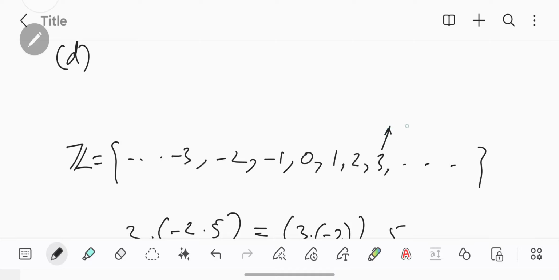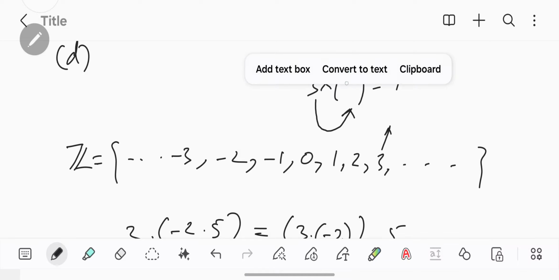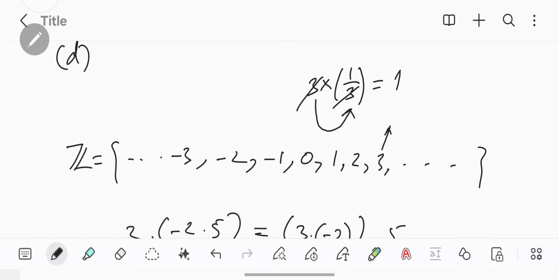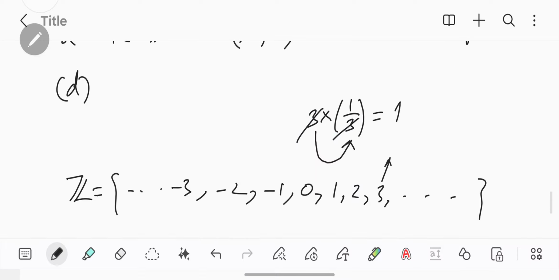So what is the multiplicative inverse of 3, for example? The multiplicative inverse of 3 is a number such that if you multiply 3 with the inverse, you'll get the identity, right? So what should I write here? The obvious answer is 1 by 3. Because if you multiply 3 with 1 by 3, you will cancel 3 with 3 and you will get 1. This means the multiplicative inverse of 3 is 1 by 3.